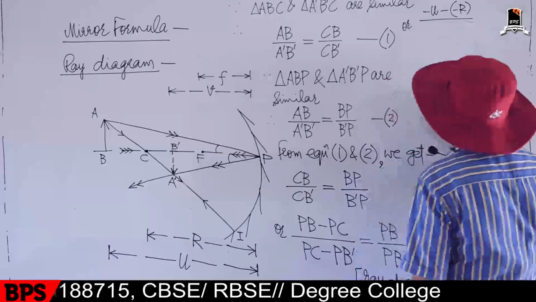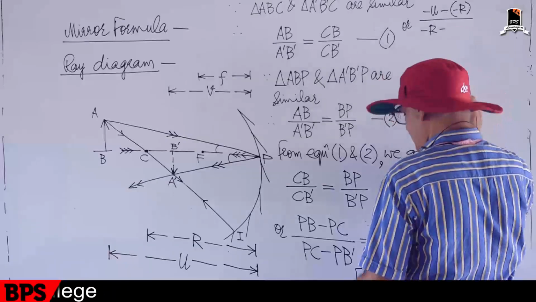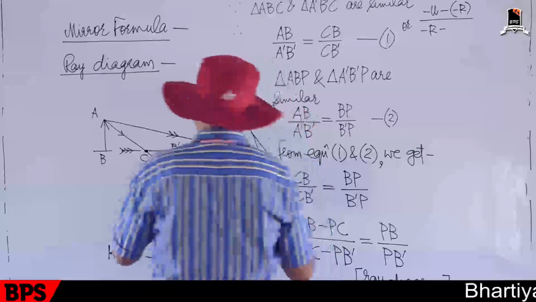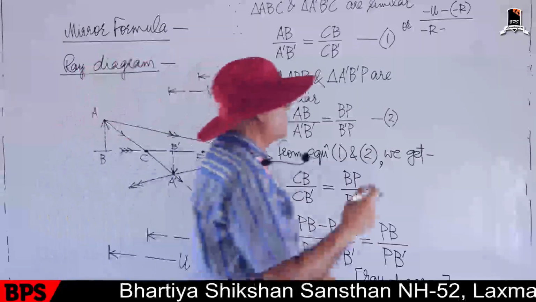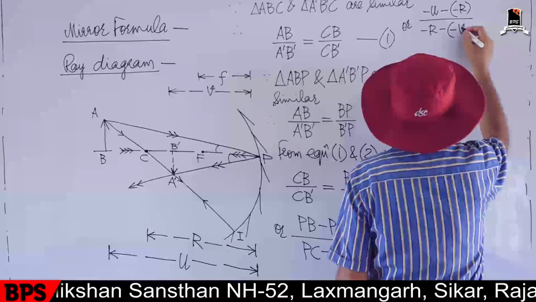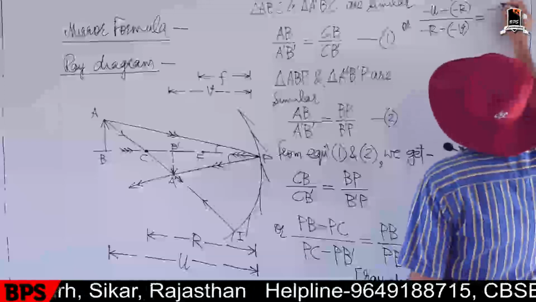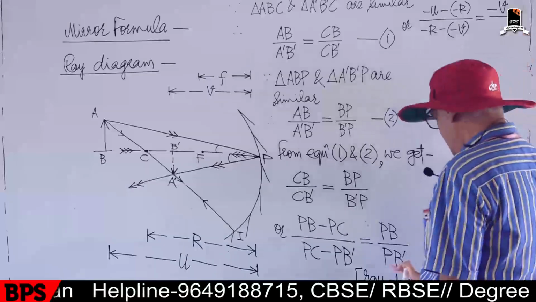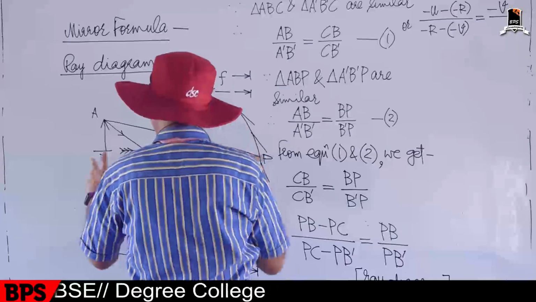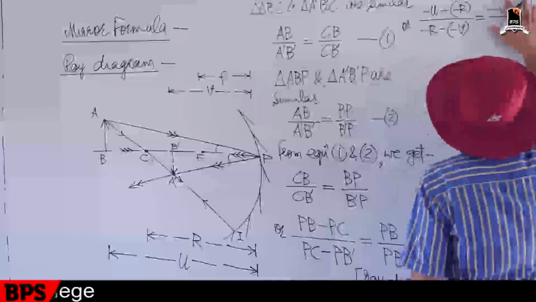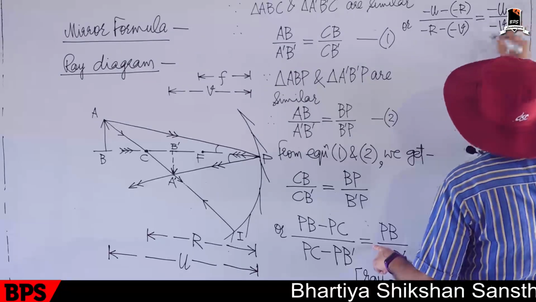Minus R divided by what? PC. PC is minus R again. Minus PB dash. PB dash is V, and this is again opposite to the light propagation direction, so negative. So it is again negative V. On the right hand side it is PB. PB is minus V, and PB dash, this distance is V, and PB is U. Sorry, this distance is PB. PB is U, so put minus U, and this is minus V.